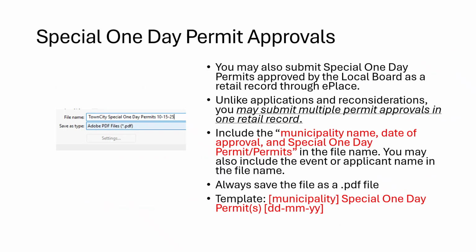Special one-day permits that were approved by the local board may be submitted as a retail record through ePlace. Unlike applications and reconsiderations, you may submit multiple permit approvals in one retail record. The file name should include the municipality name, date of approval, and special one-day permit or permits. Save the file as a PDF file.